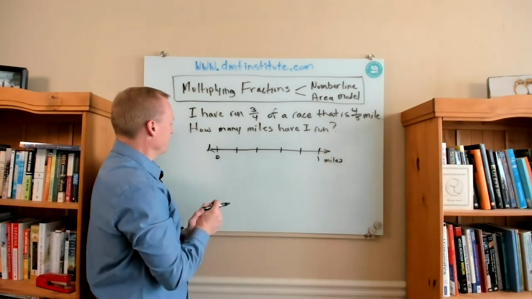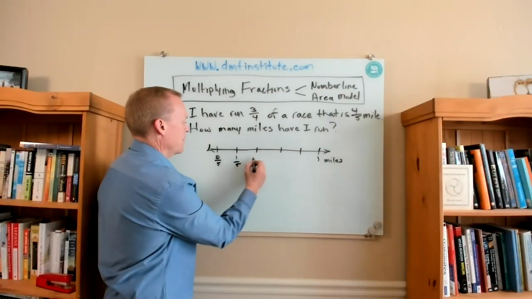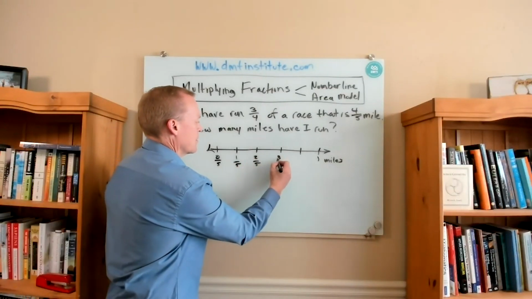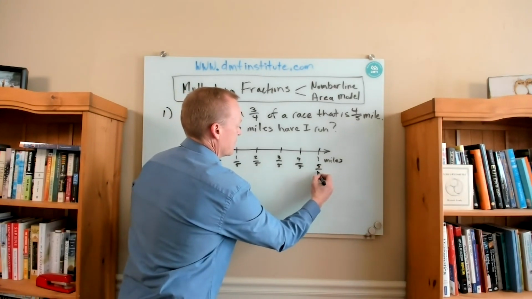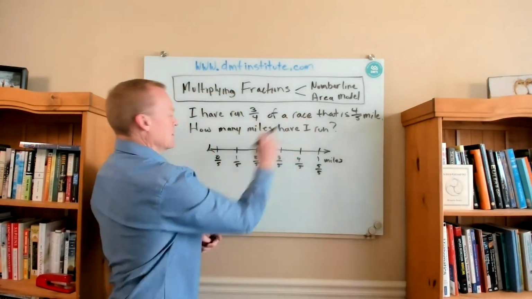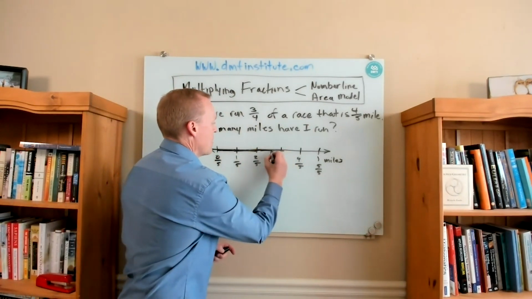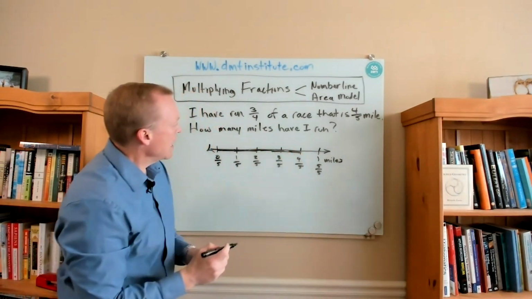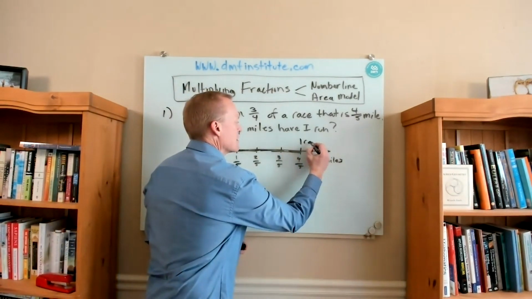mile. Now I want to break that into fifths, 0/5, 1/5, 2/5, 3/5, 4/5, and then 5/5. Okay, so that's the 5/5 of the miles. Now the race is 4/5 of a mile. So I'm just going to represent that here with the darker amount right there. And that is going to tell me that is 1 race.